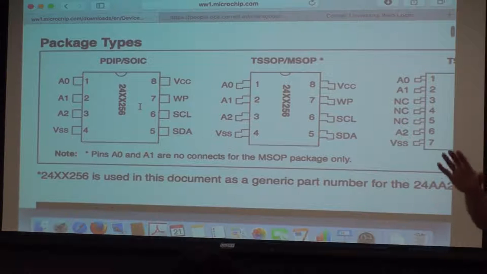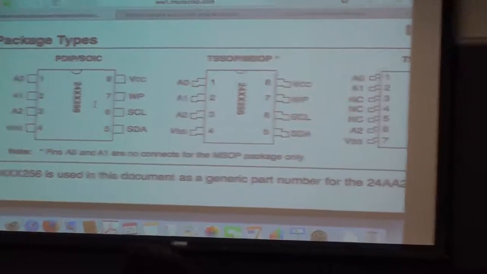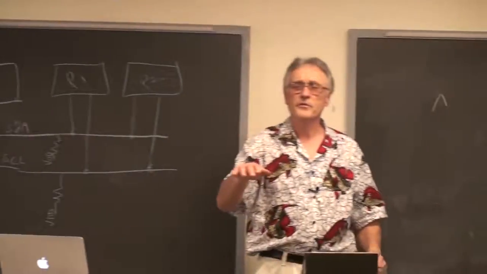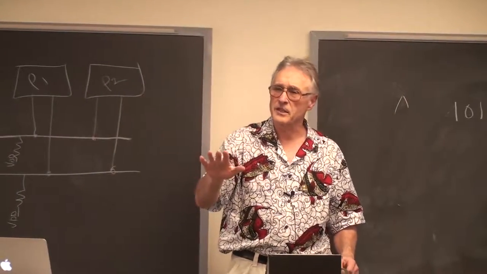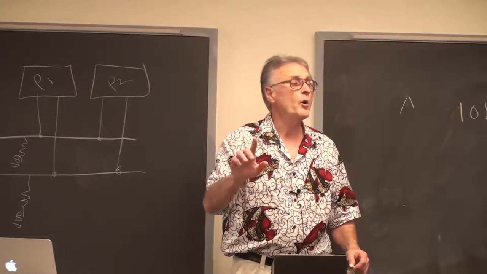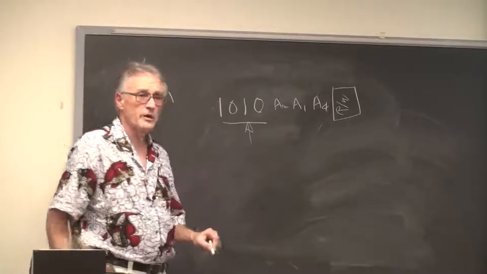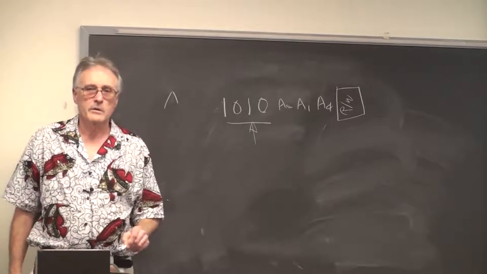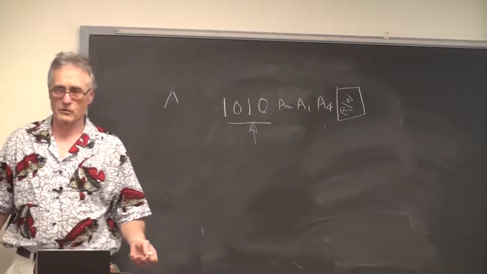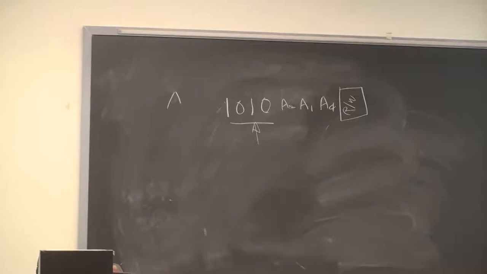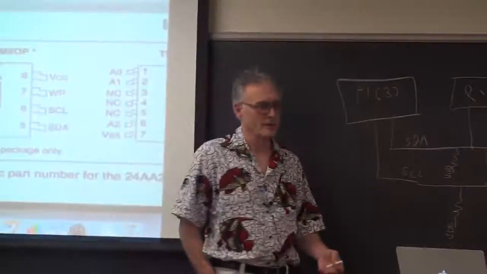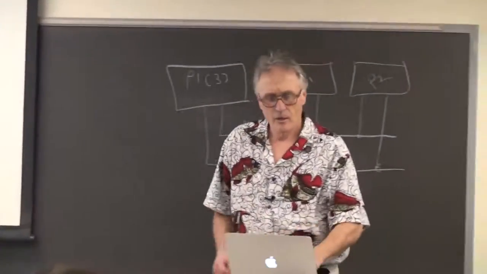Later on in the data sheet, this is a perfect example of how to shoot your own foot off with a data sheet. Later on in the data sheet, halfway through, in a completely different section than the addressing, it says, oh yes, there's a control code in the high 4 bits, which is 1010. So it's really part of the address, but they call it a control code. So standards are good, but you ought to be compatible with your own standard, even if you're not compatible with anybody else's. But oh well.